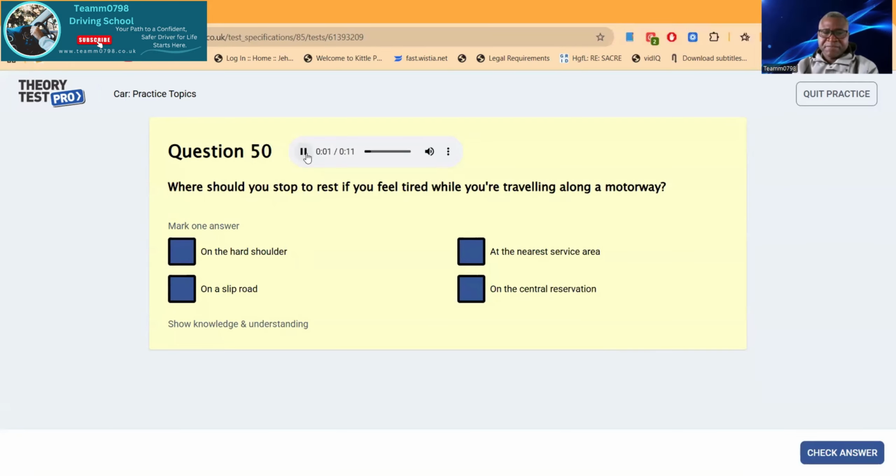Where should you stop to rest if you feel tired while you're traveling along a motorway? On the hard shoulder. At the nearest service area. On a slip road. On the central reservation. All these three answers are wrong. The hard shoulder is for emergencies. On the slip road, no, that is to build up speed to join the motorway or dual carriageway. On the central reservation, oh, please don't. Okay. At the nearest service area. At the service area, you can rest, you can sleep, you can eat, you can use the toilet, anything. That's why it's called services.